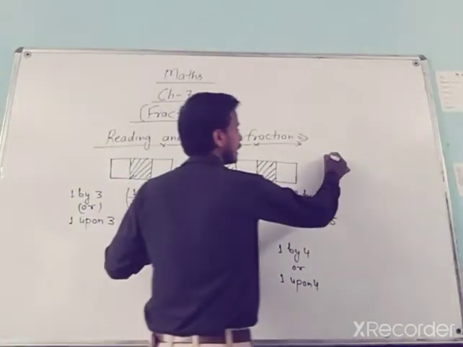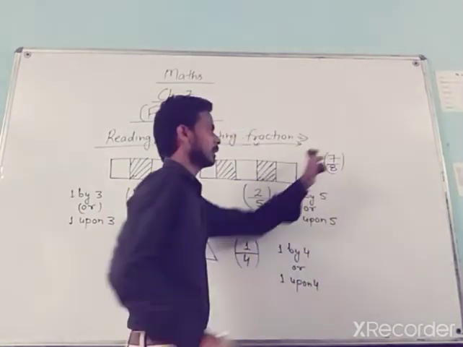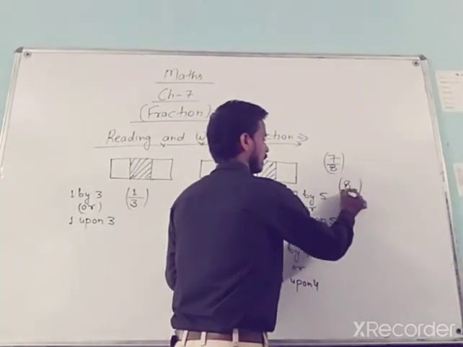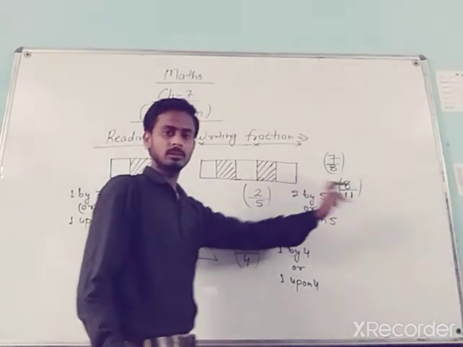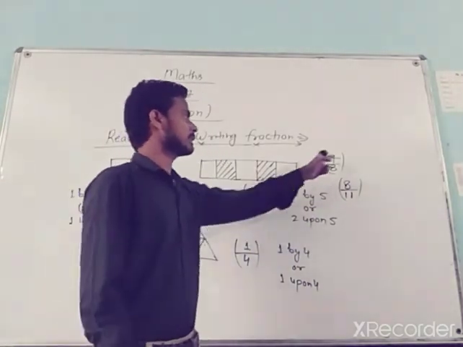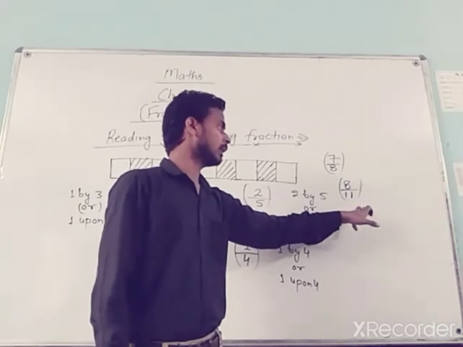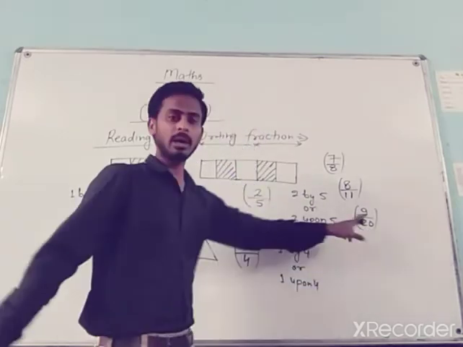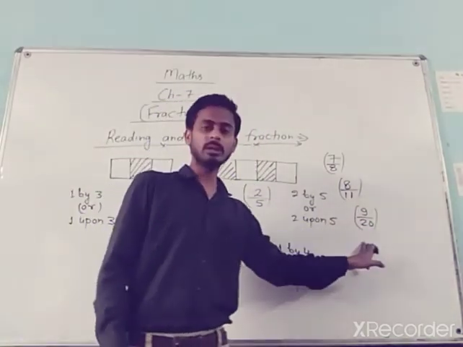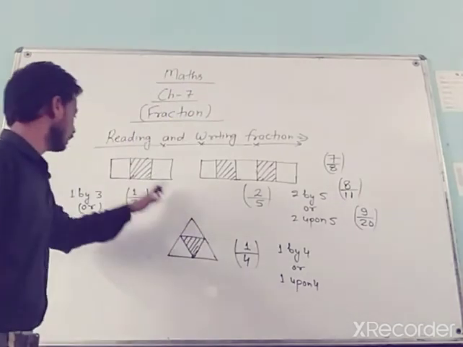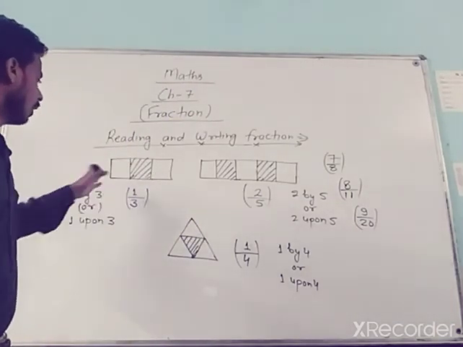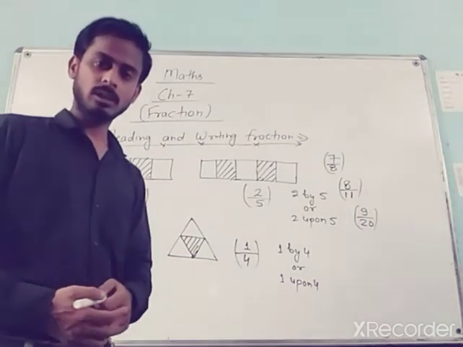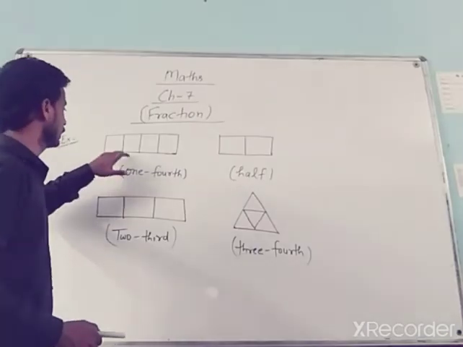Now see, 7 by 8. It is 7 by 8 or 7 upon 8. 8 by 11. Okay? 8 by 11. 7 by 8, 7 upon 8, 8 upon 11. See, 9 by 20 or 9 upon 20, both are same. In this way, we can write a fraction, or how to read a fraction, like 1 by 3 or 1 upon 3. Clear?